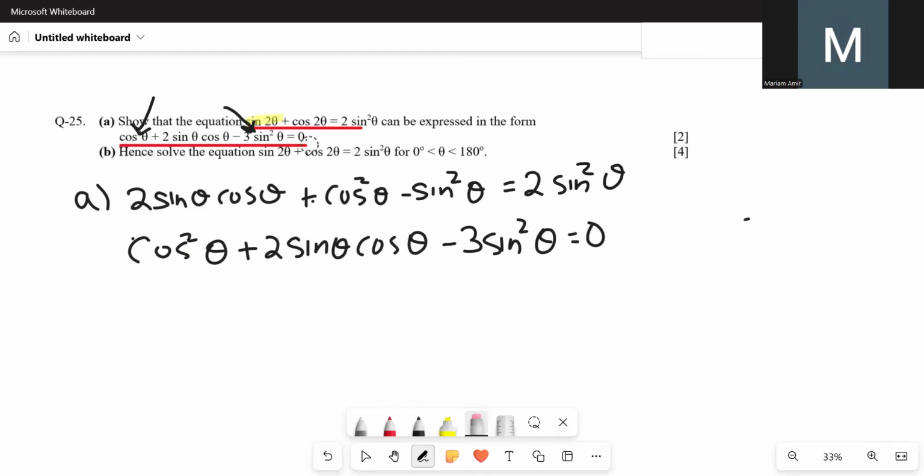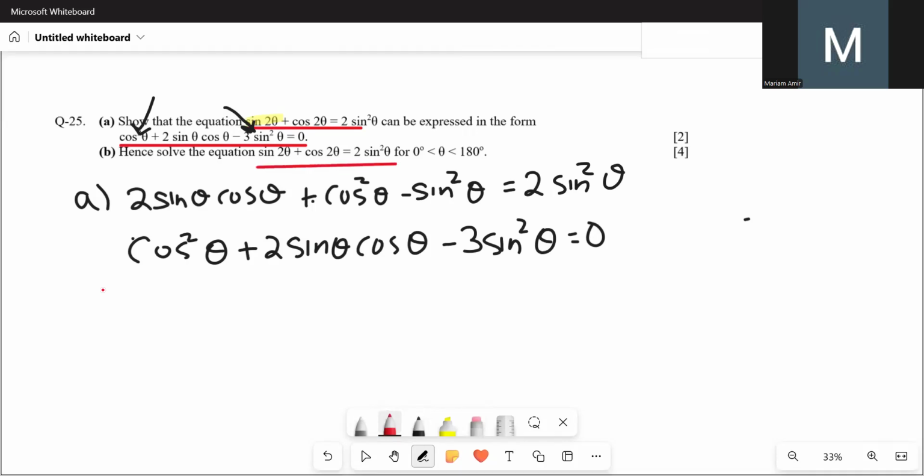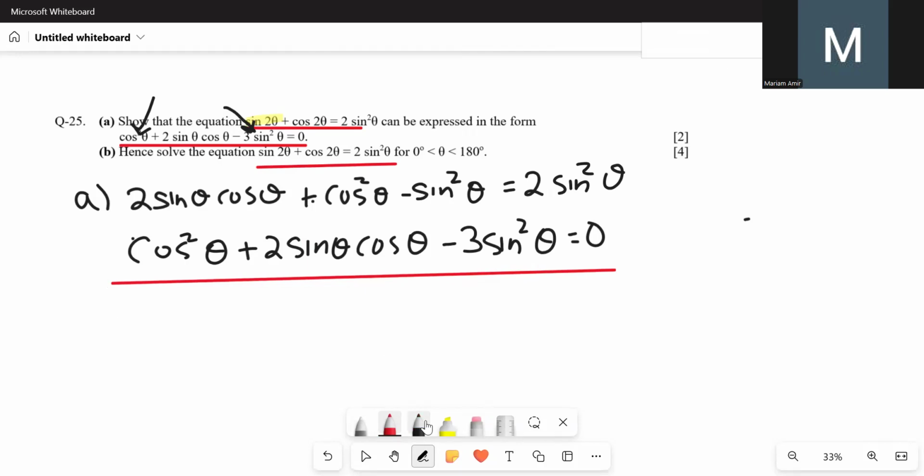Part 2 says, hence solve this equation. So now to solve this equation, we'll instead be solving this equation because we've shown that they are equal. Okay, now how do we solve this? We could change it all into a sine term or a cos only term. In fact, there's an easier way of doing it.